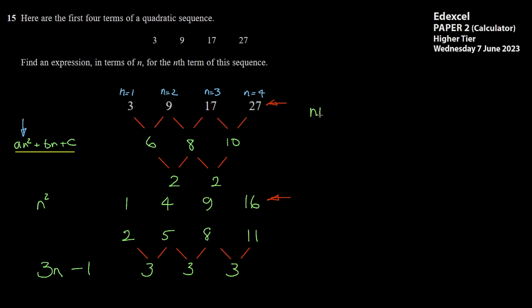So the nth term is, what have we got? We've got n squared plus 3n minus 1. Does it work? Let's now try sub n is equal to 2. And this should be the result we get. We should get 9. n is equal to 2. 2 squared is 4 plus 3 times 2 is 6 minus 1.